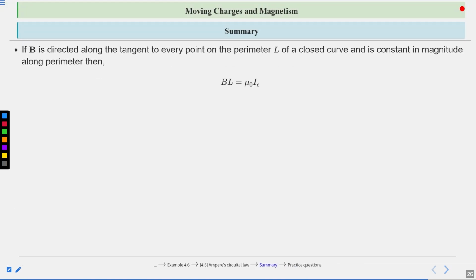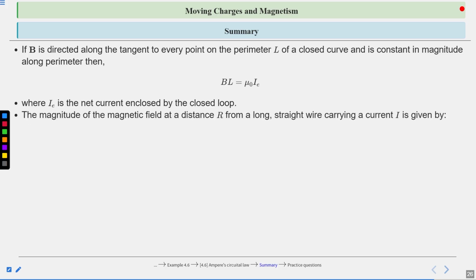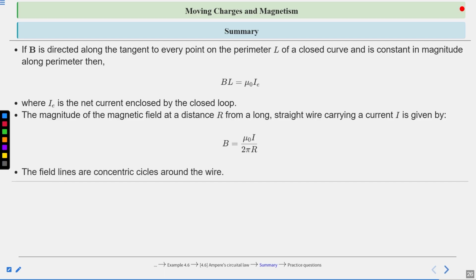If B is directed along the tangent at every point on the perimeter L of a closed curve and is constant in magnitude along the perimeter, then BL equal to mu naught I_E, where I_E is the current enclosed by the closed loop. The magnitude of the magnetic field at distance r from a long straight wire carrying current I is given by B equal to mu naught I upon 2 pi r. The field lines are concentric circles around the wire.